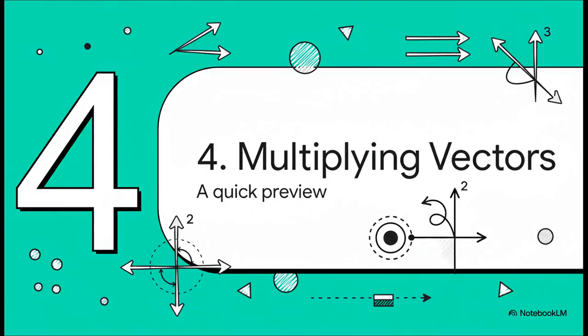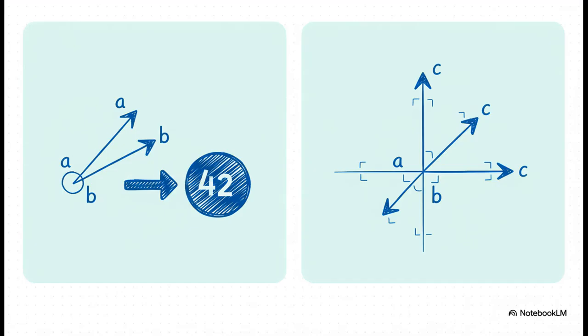We've got addition and subtraction down, so now let's move on to multiplication. But here's where it gets a little weird, in a good way. It turns out there isn't just one way to multiply vectors. There are two, and they do completely different things. So first up on the left, we have the scalar product, or the dot product. When you take the dot product of two vectors, you don't get another vector. You just get a single number, a scalar. This is really useful for things like calculating the work done by a force.